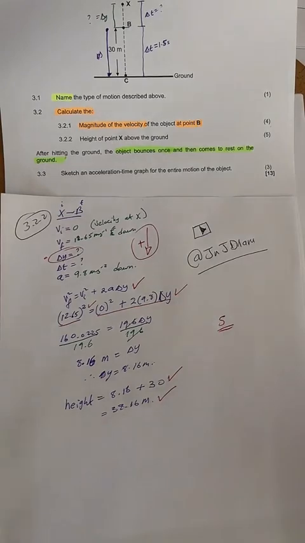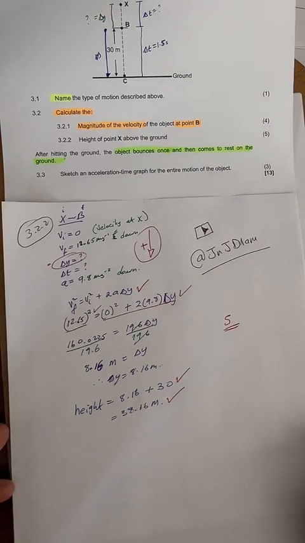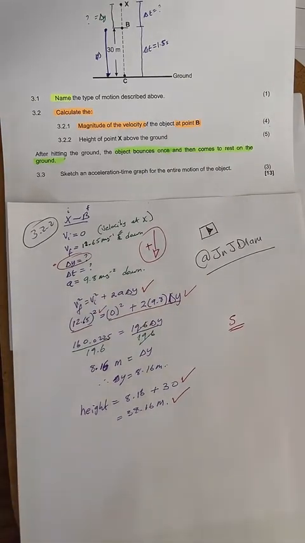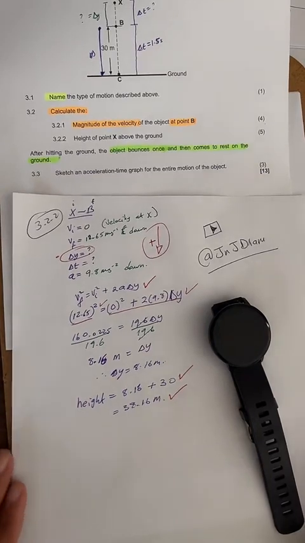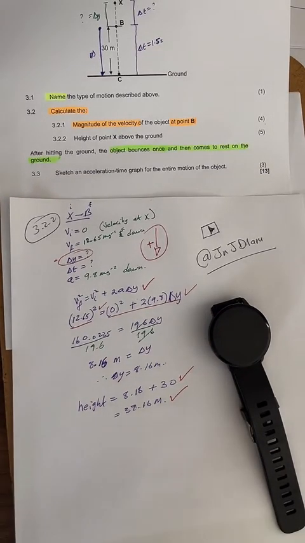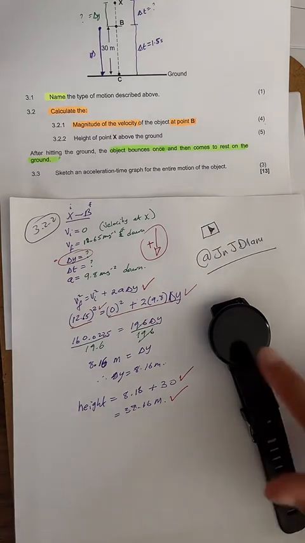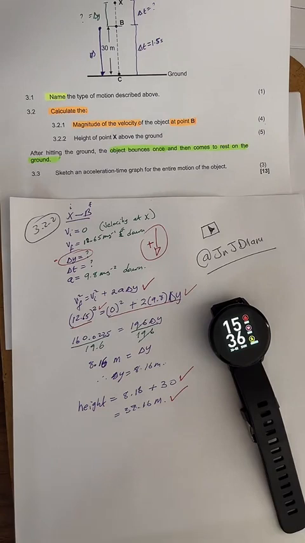Let's answer the question, then I'll come back to what I wanted to say. The question says sketch the acceleration-time graph for the entire motion of the object. I believe you can try it. Let me give you 3 minutes to try it. Your 3 minutes begin now. This is one of the easiest graphs we have. Right now it is 15:36. I'm giving you 3 minutes up until 15:39. It's for 3 marks, 3 minutes.